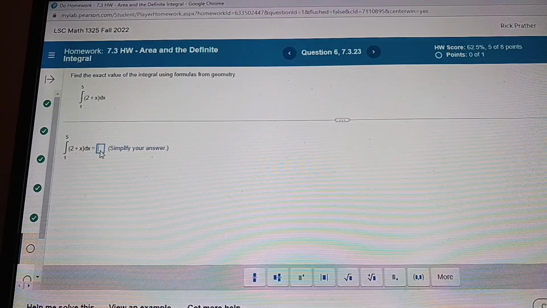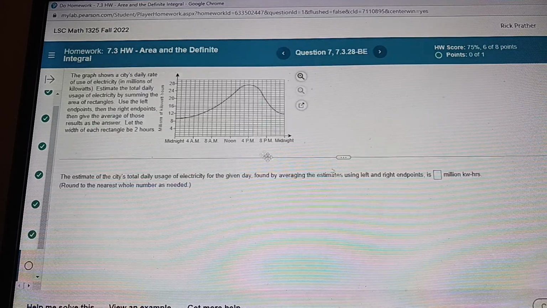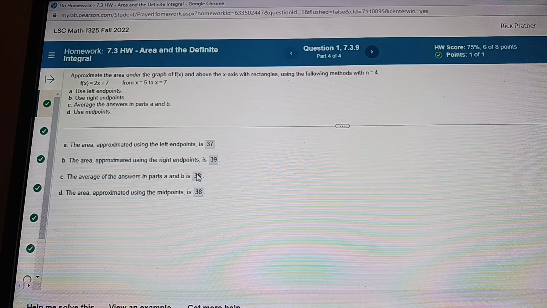If I did it like problem number 1, remember in problem number 1, let's go back to that. The actual answer was 38. The left endpoint was 37. The right endpoint was 39. The average of that was 38. And the midpoint was 38.